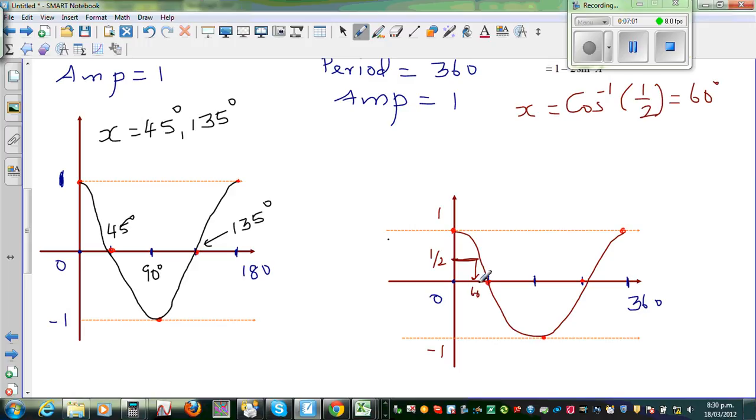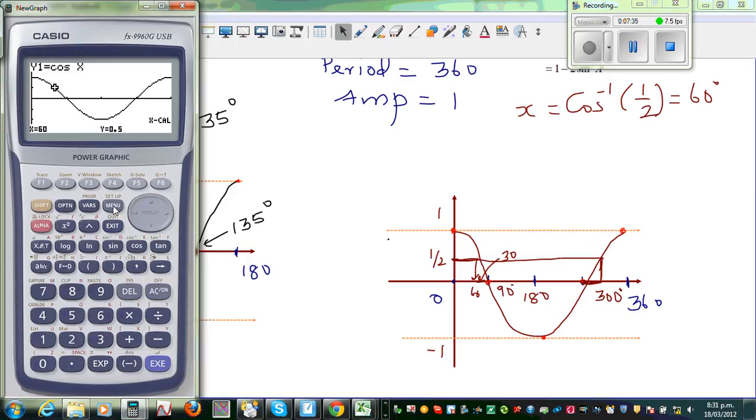So this is 30 away from 90. Using symmetry, this is 30 away from 90. So the other value where you'll get half will be 30 away from 270. This is 180, this is 90, this is 270, and you've got 30 away from here. So this is 300. We are not interested in this value, but just to explain, these are the two values where you get half.